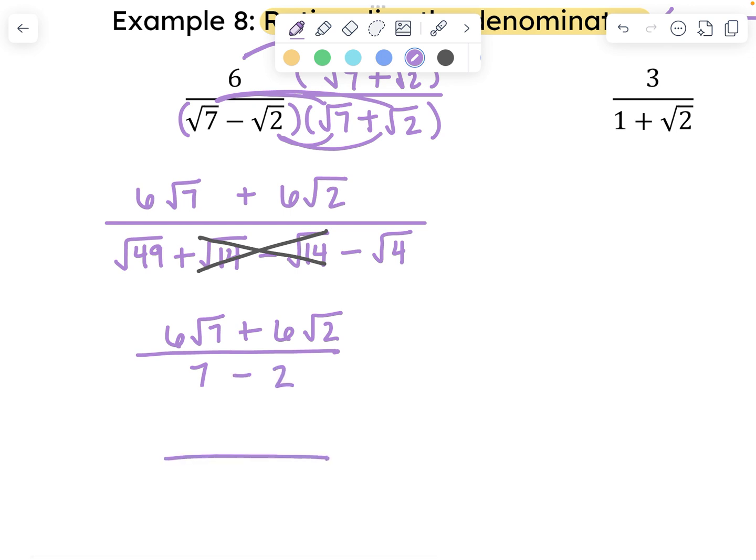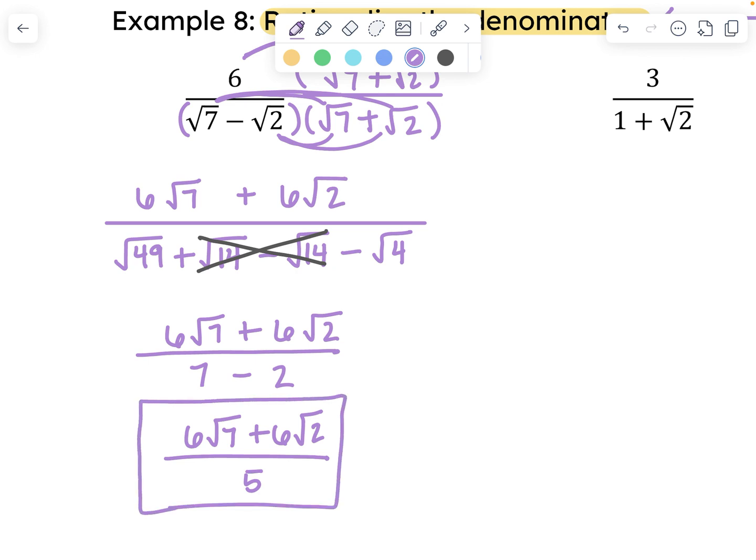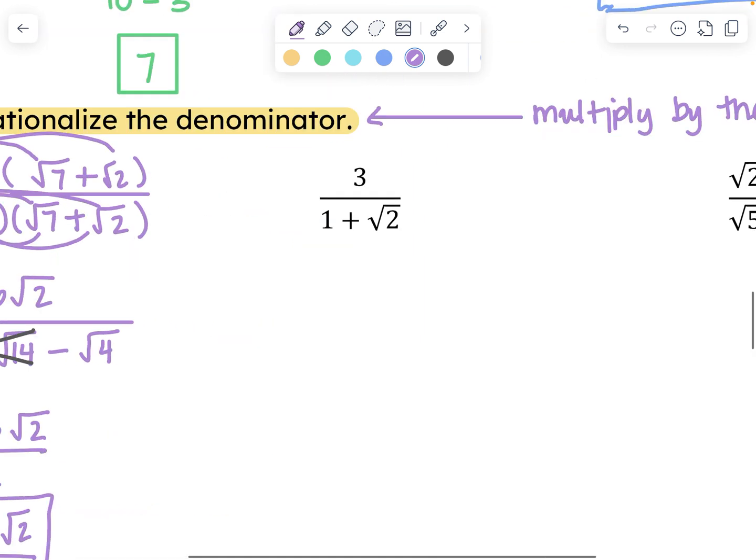So in the bottom, I have 7 minus 2, which will simplify down. 7 minus 2 is 5. So 6 square root of 7, plus 6 square root of 2, over 5. And that would be my answer. No more square roots in the denominator, because we cannot have square roots in our denominators ever. Let's look at the next one.